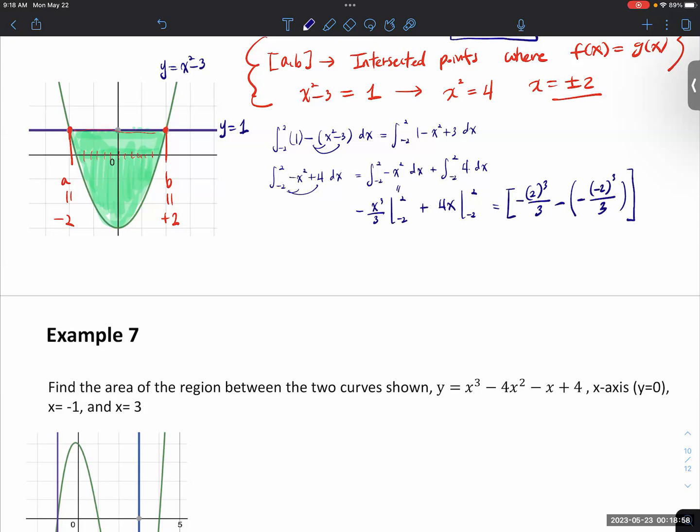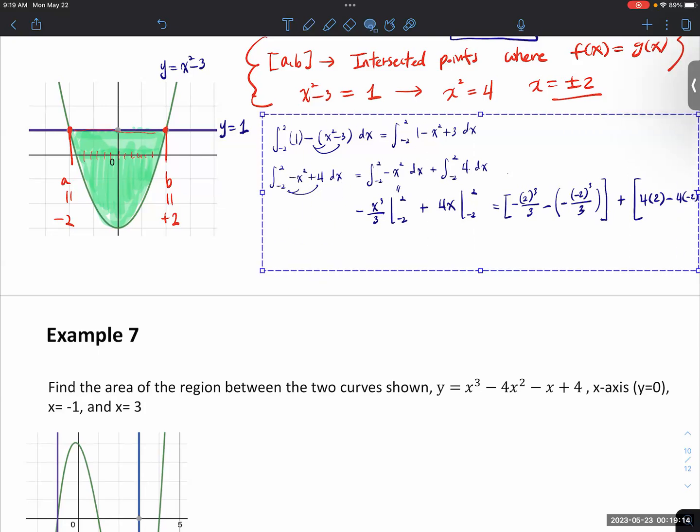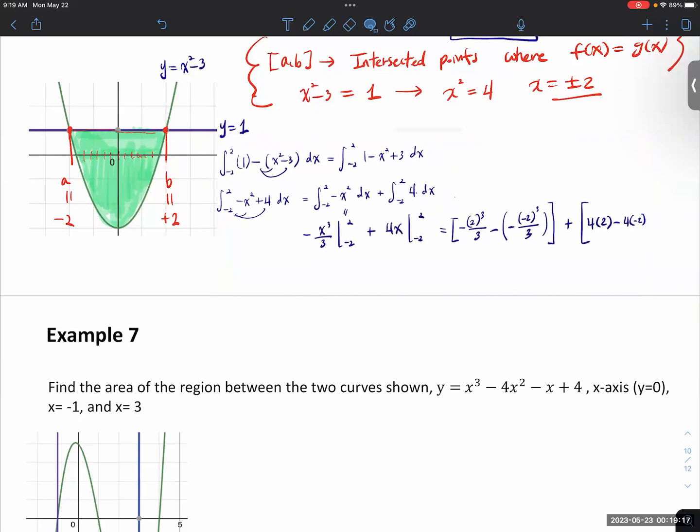So let me make it a little bit smaller, right? And then you add the next one, 4 times 2 minus 4 times negative 2. Oh, I need a little bit more space. So that's actually what happened.